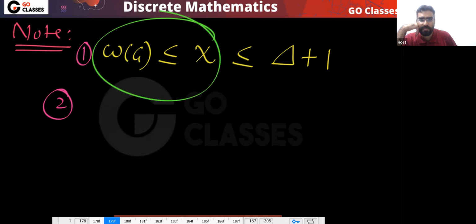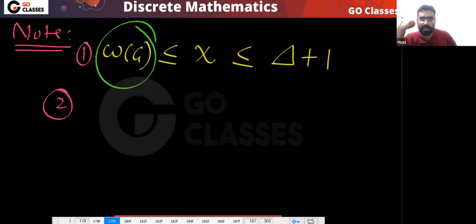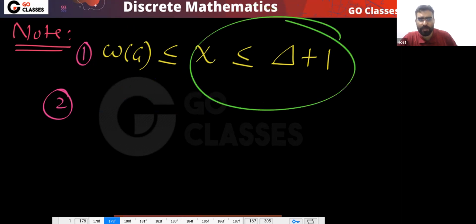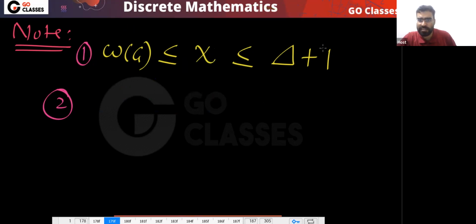Why does this happen? Because this is a complete subgraph, so it should get different colors. And why does this happen? Because of the greedy algorithm. In the worst case, you have to use colors from 1 to delta plus 1. Only these colors you have to use. Okay, and the next thing.